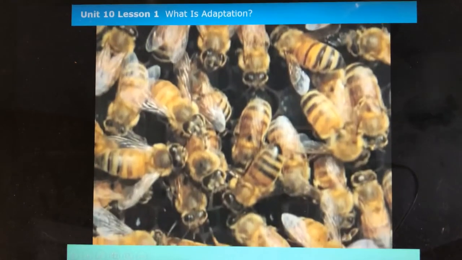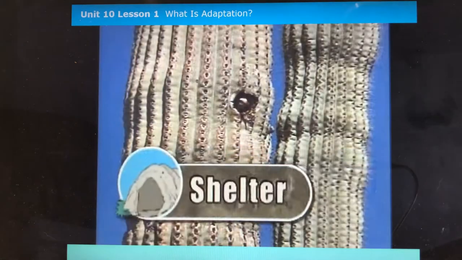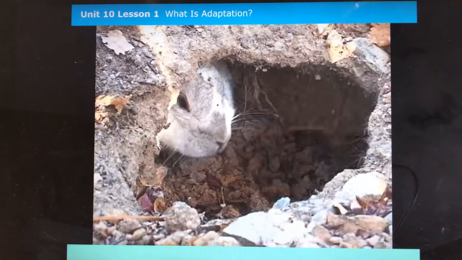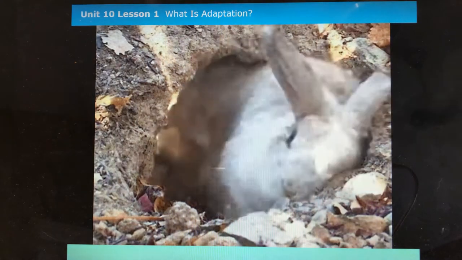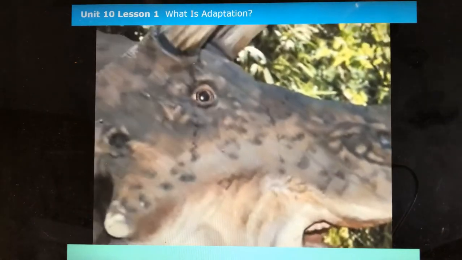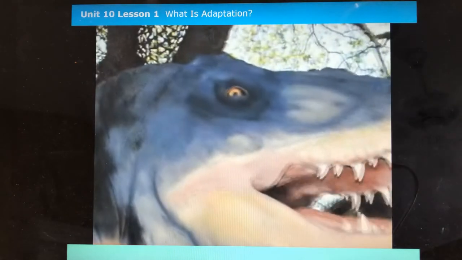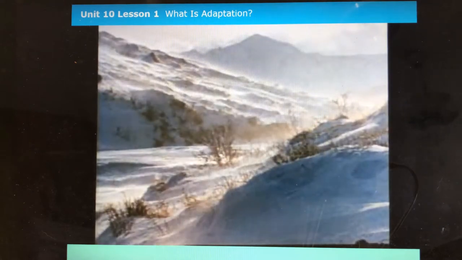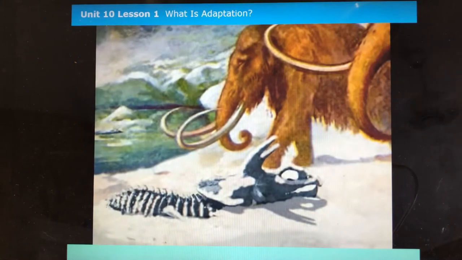Bees crowd closely together in the hive and keep warm by shivering. Shelter also protects animals from extreme outside temperatures. Some rabbits live in underground burrows. These burrows are cooler in the summer and warmer in the winter. People think that dinosaurs died out rather suddenly about 65 million years ago because of the climate. It became very cold, and the dinosaurs had no adaptations to survive those cold temperatures.